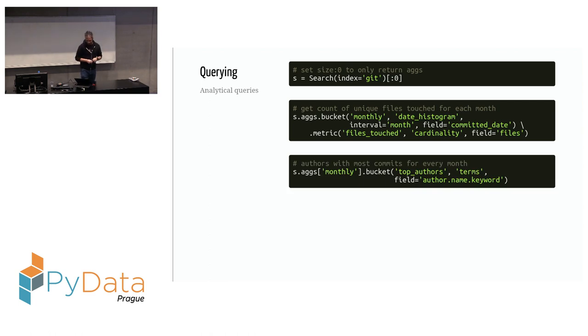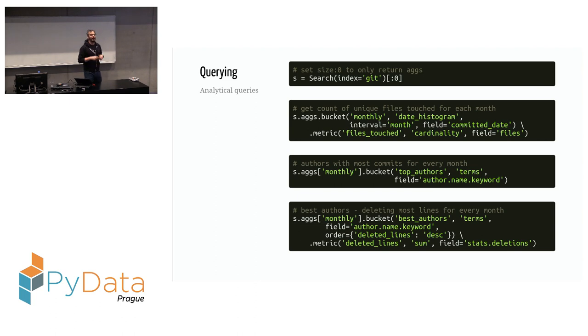We can add another aggregation inside the month. Let's for each month get the top authors, the authors of commits that authored the most commits, just looking at the raw number of documents. And because we still have some room on the slide, we can also fit in another aggregation looking for the best authors. The way that you qualify a best author is they deleted the most code. I think that's a pretty good metric for the best commit author. So we do that by, again, defining two aggregations. We group things by author. And for each one of them, we calculate the sum of the deleted lines. And then we go back and we sort the authors by that metric.